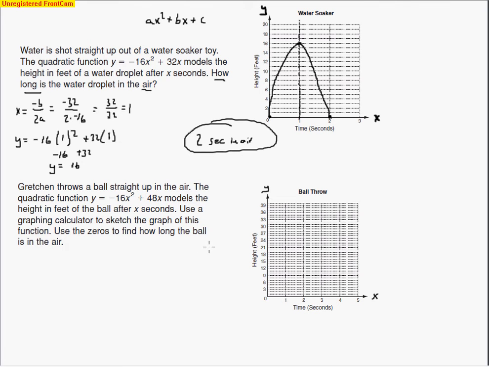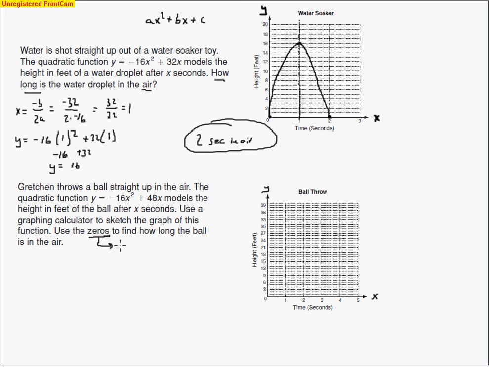Well, I don't have a graphing calculator. Graphing calculator is my hand, so we've got to figure it out here. Use zeros to find out how long the ball is in the air for. Well, zeros are where it crosses the x-axis. So that's what this term represents.